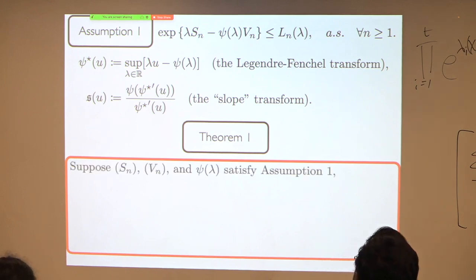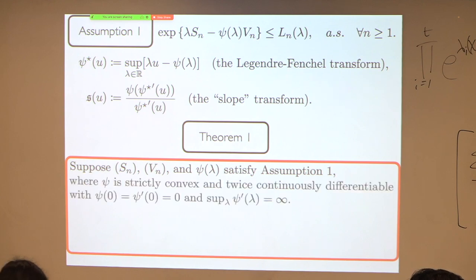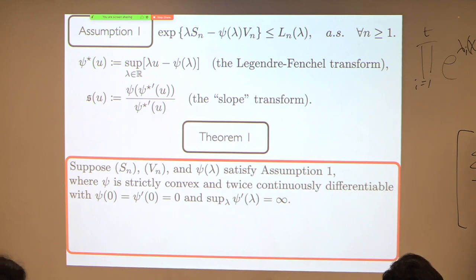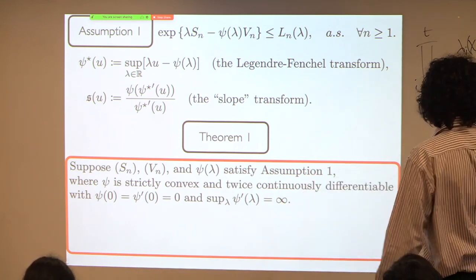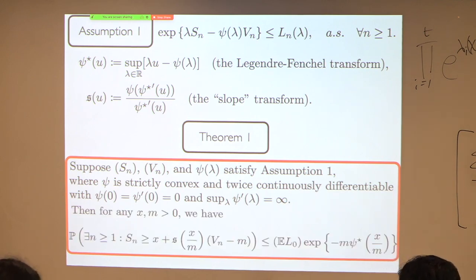So here's the theorem. Suppose Sn, Vn, and psi of lambda satisfy that assumption that it's a supermartingale, and we just need psi to be strictly convex and twice continuously differentiable. It's quite weak. These are true for any MGF. So any log MGF has this property, and all of the ones that I've presented so far and analyzed in the paper satisfy it. Like lambda squared by 2, psi of 0 is 0, psi prime of 0 is 0, and it grows to infinity. So some really minor conditions.